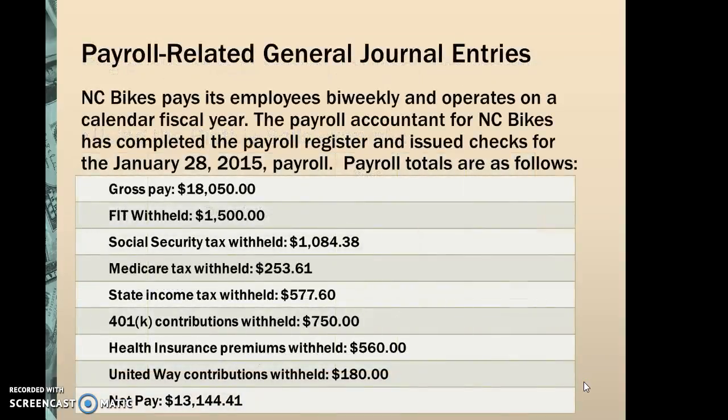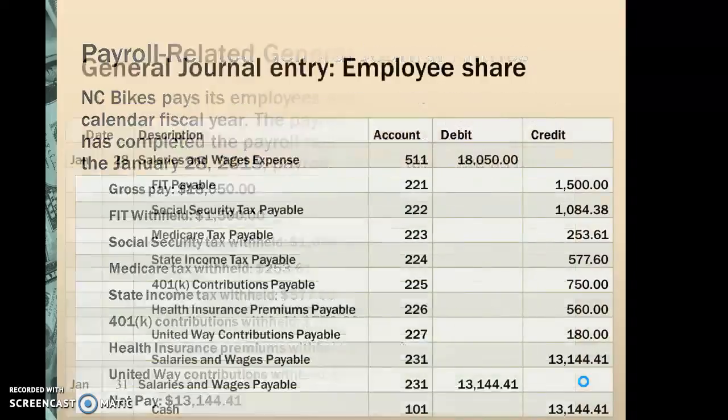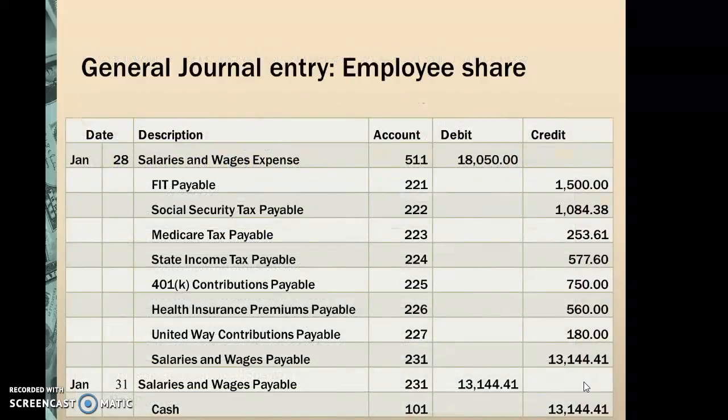Now, as you know, any type of accounting transactions, including payroll, have to be related to general journal entries. So as you notice in this example in your book, which is on page 211, NC Bikes has completed the payroll register and is ready to issue checks. So in order to record that journal entry on the book for the employee share, the accountant would make the journal entry based on the date of the payroll.